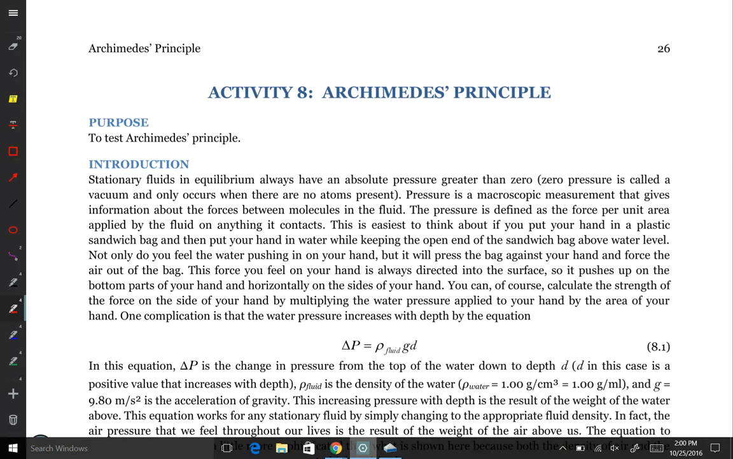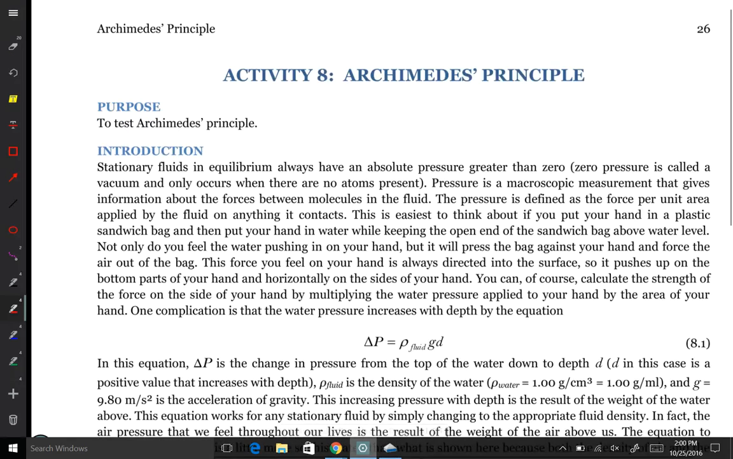Today we're going to be looking at Archimedes' Principle. As Rachel said before class, the purpose here is very small. It's just to confirm that Archimedes' Principle is correct. So, just a brief review of Archimedes' Principle.